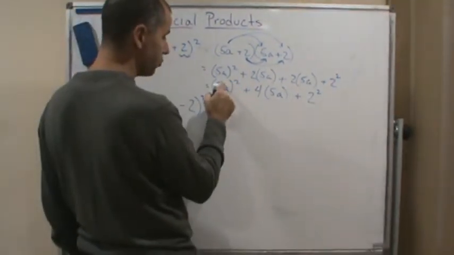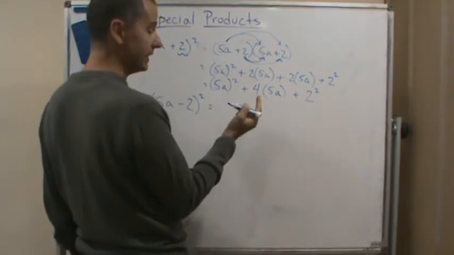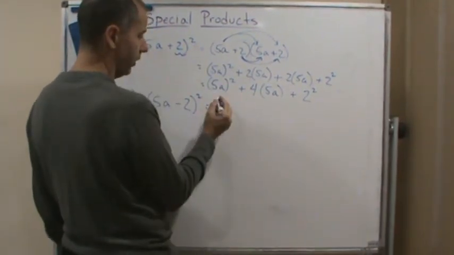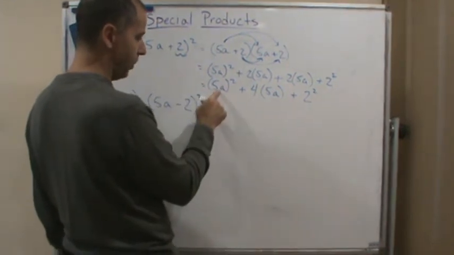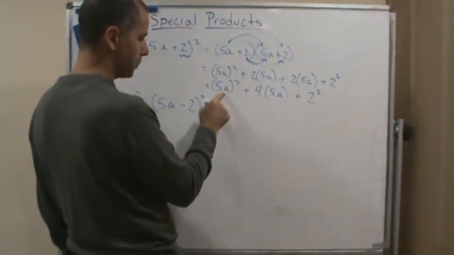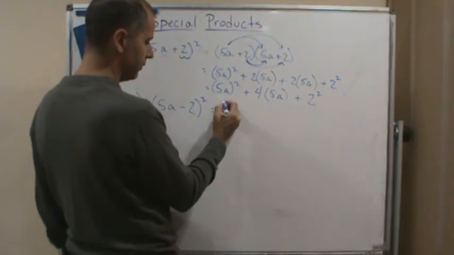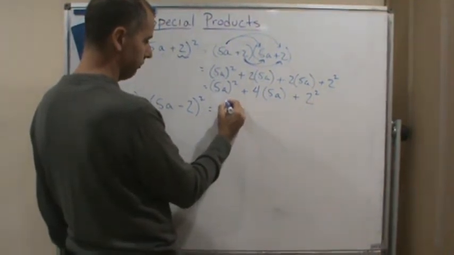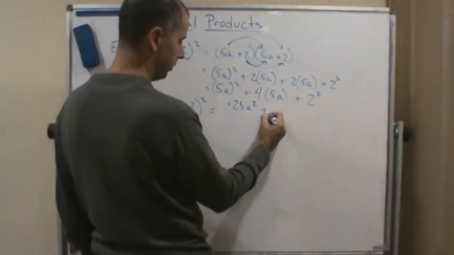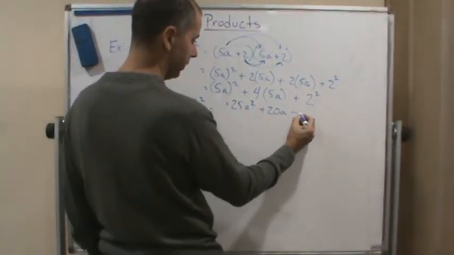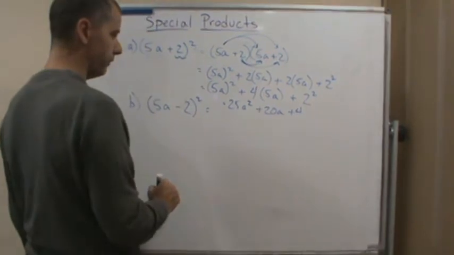Now here I can distribute across these two because it's multiplication. So here the power rule for exponents does work because I'm multiplying and I'm raising this product to a power. So now this would equal 25a squared plus 20a plus 4. And that would be your final answer.